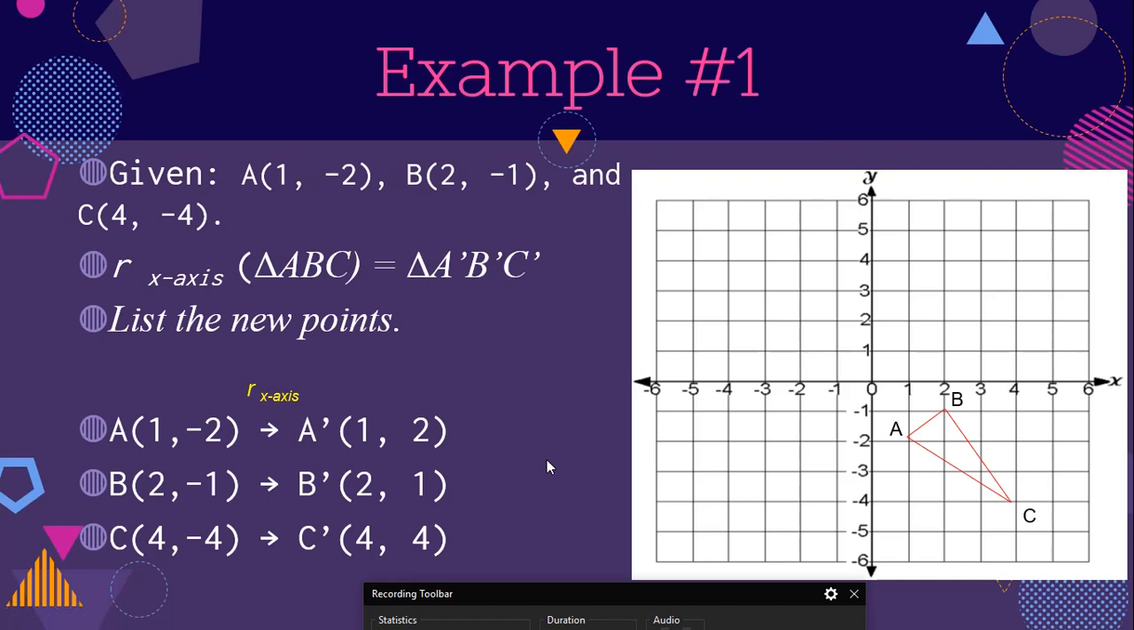Now that I know the location of A prime, B prime, C prime, I'm going to go ahead and graph that. You can pause the video if you want to graph it first. And there it is, A prime, B prime, C prime. So if I were to fold my coordinate grid on the x-axis, these 2 triangles would overlap each other perfectly.